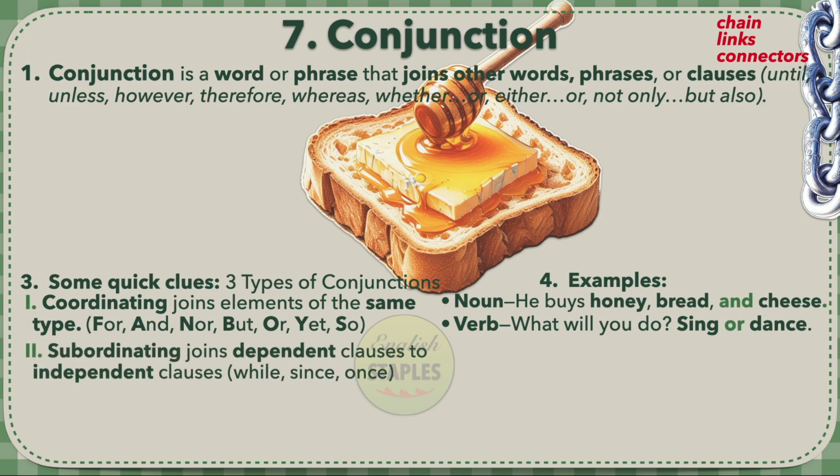Subordinating conjunction joins dependent clauses to independent clauses. Some examples are while, since, once, and there are others. This is just to name a few.